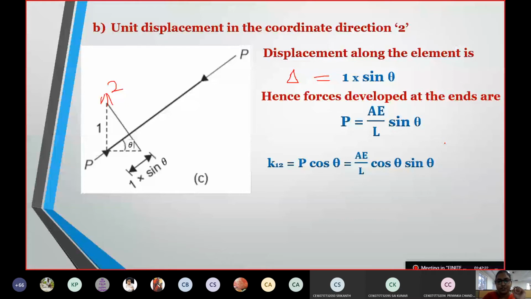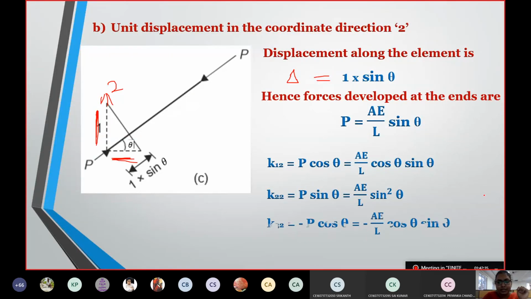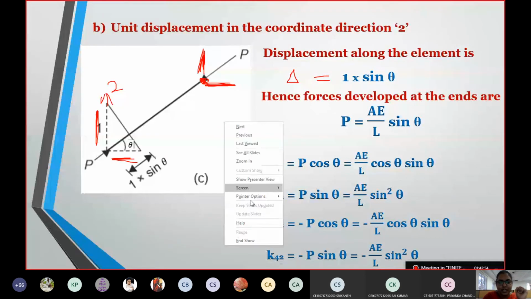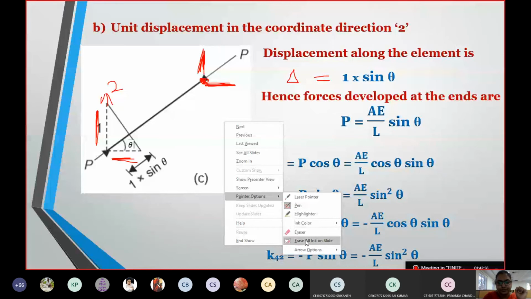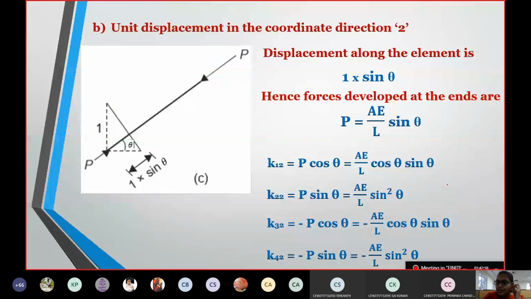Alright. So K12, P cos theta, that is in this direction. K22, P sin theta in this direction. K32, P cos theta in this direction, so it will be minus. From the other coordinate, we are restricting, so equal and opposite. And P42, that is minus P sin theta, that is in vertical direction in the other coordinate. Are we clear?